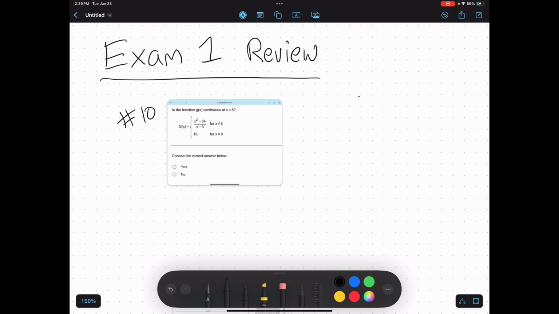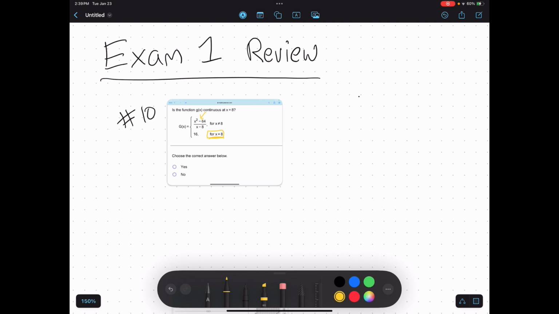Here we have a piecewise function, okay, because you have two different rules depending on what your x value is. But this one's a very interesting one because the rule only changes at a specific x value. And everywhere else, it acts like this function right here. Okay, and this one doesn't ask us for limits. It just asks the question, is the function continuous at x equals 8? That's all it asks. Okay. So what might we want to do here?